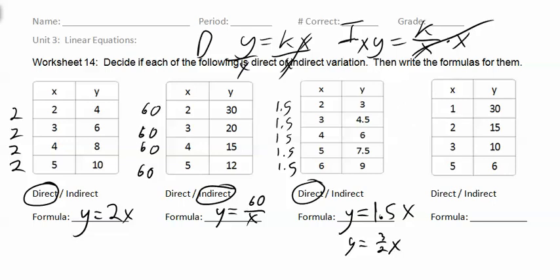So let's check and see if it's indirect. So 30 times 1 is 30. 15 times 2 is 30. 10 times 3 is 30. Right, so all of these are 30. So these are indirect. And our formula is y equals 30 over x.